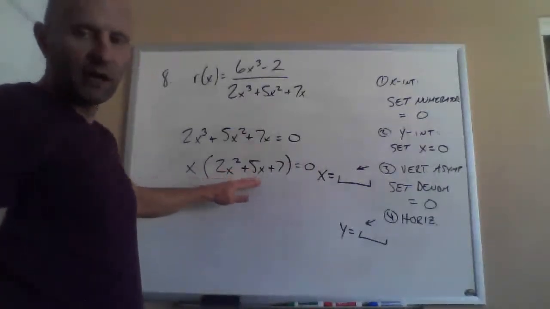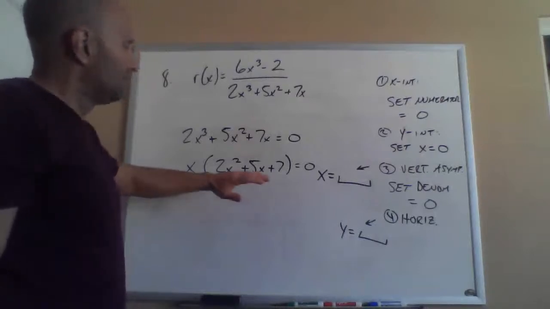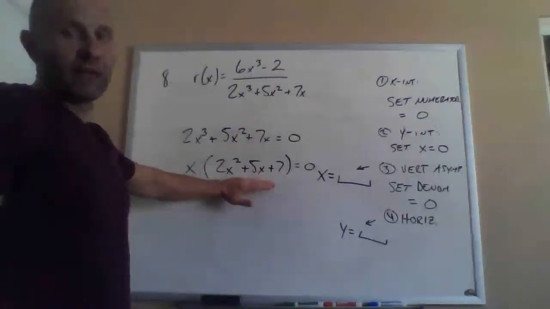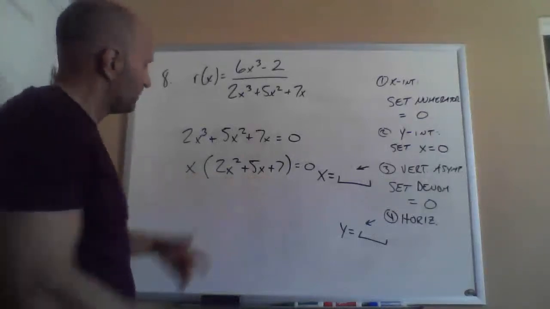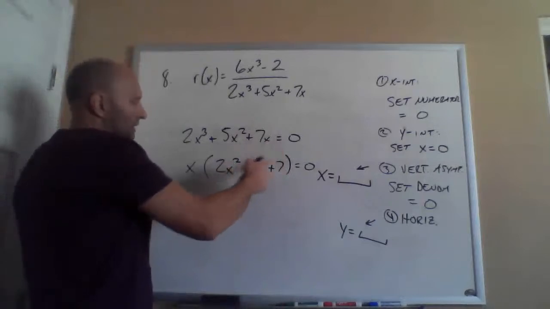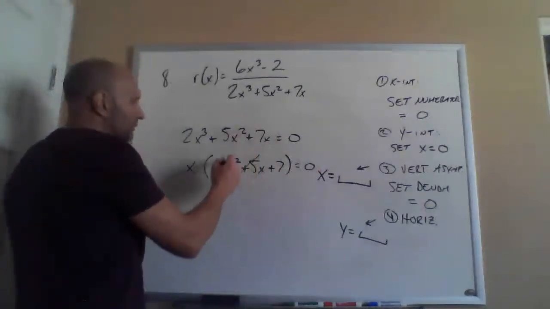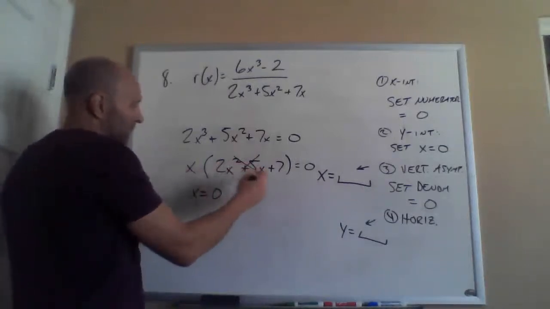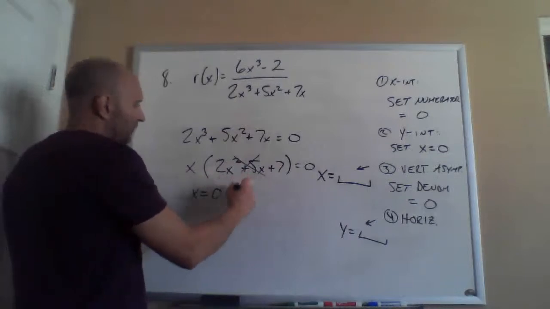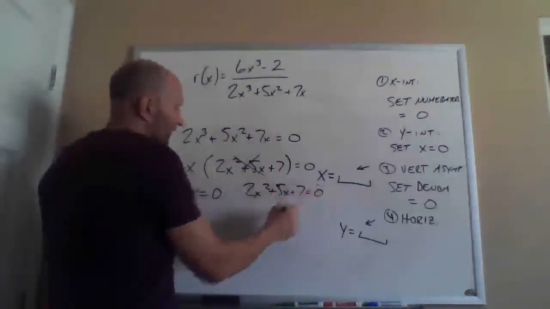This guy here, and I'll be honest with you, I'm not sure why they give you this problem, because this is a complex number. We're going to get i, which is an imaginary unit. So this value is never going to equal 0. I can't put an x in here that would give me 0. So the only thing I have left is the piece in front. By the zero product property, x is 0, and 2x squared plus 5x plus 7 is 0.